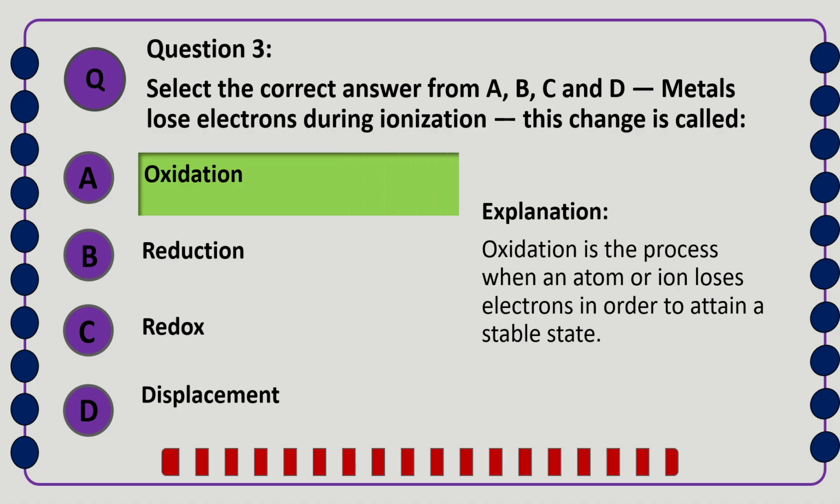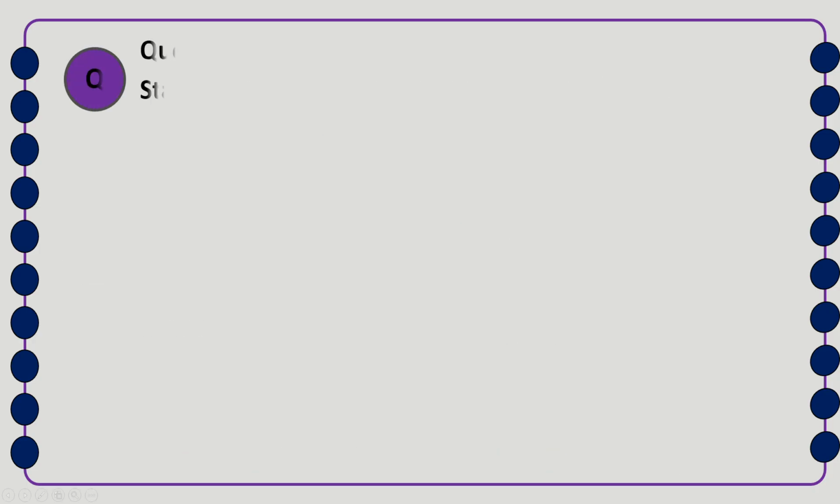Oxidation is a process when an atom or ion loses electrons in order to attain a stable state. Make concept of oxidation reduction very clear, students. Let's move on to next question.